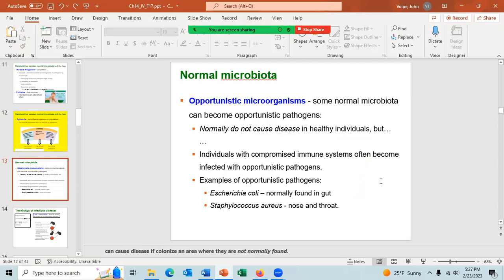All right, the normal microbiota does not normally cause disease, but occasionally it can. An opportunistic microorganism is one that occasionally causes disease. It does not normally cause disease in healthy individuals, but occasionally it can under certain circumstances, especially when the normal microbiota colonize an area where they're not normally found.